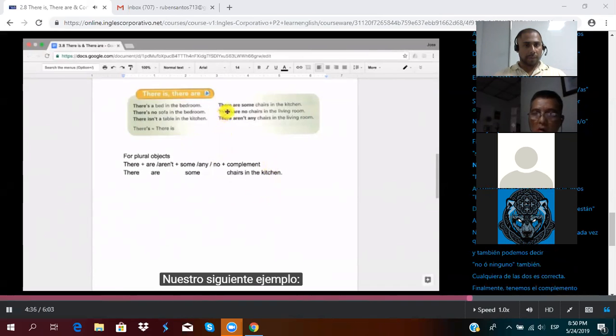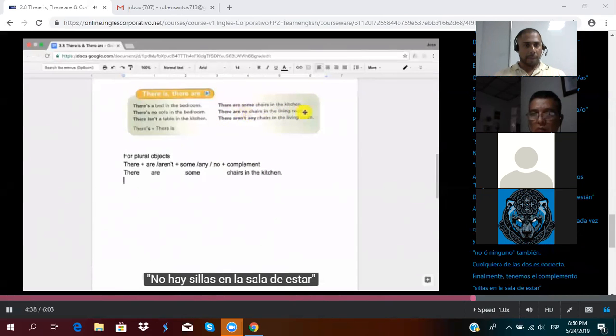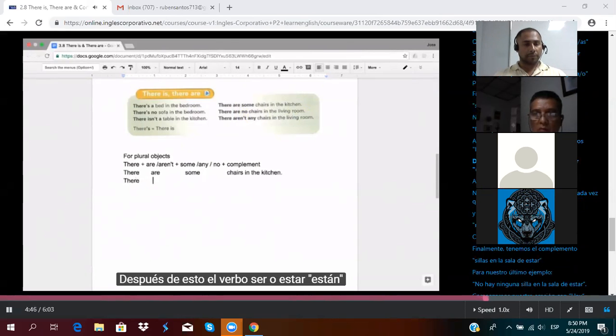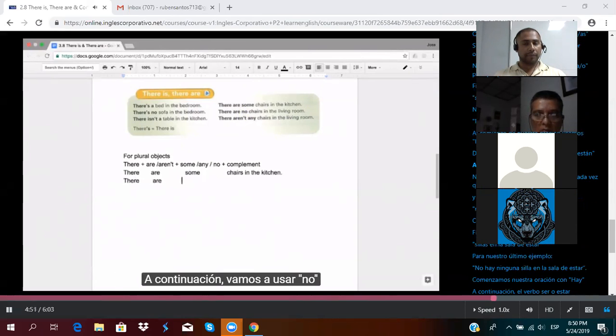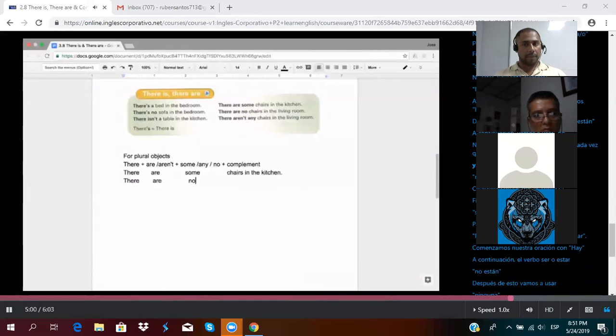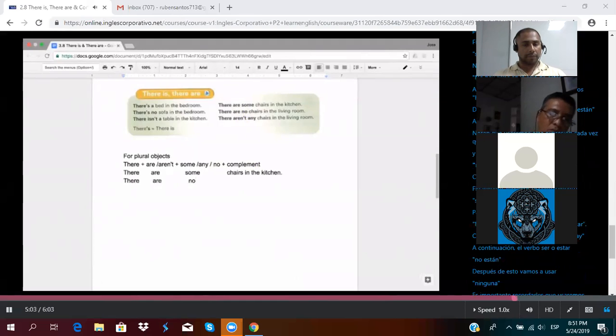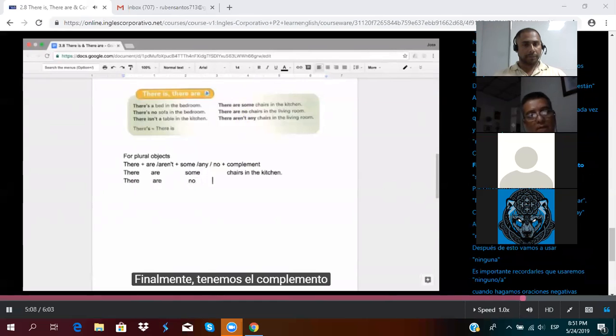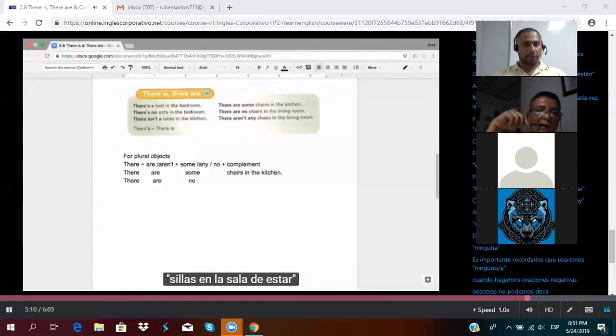Our next example, there are no chairs in the living room. At the beginning of our sentence, we use there. After that, the verb to be, are. Next, we're going to use no. Notice that we will use this expression whenever we're expressing something negative. And you can also say aren't any as well. Either one is correct. Finally, we have the complement, chairs in the living room.